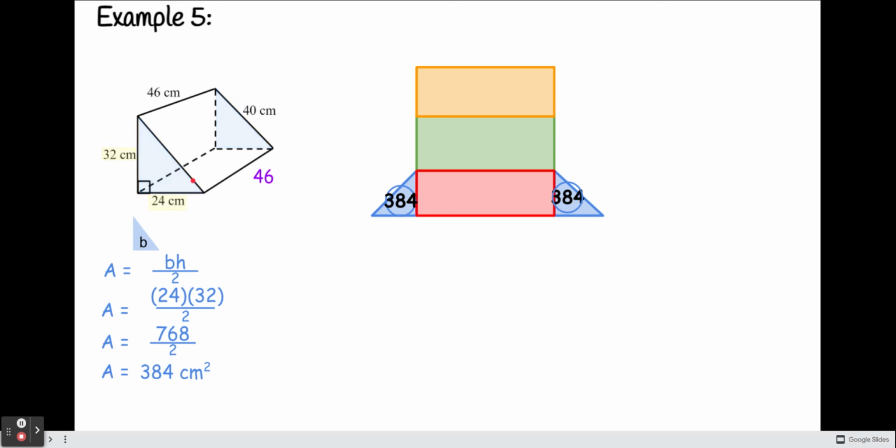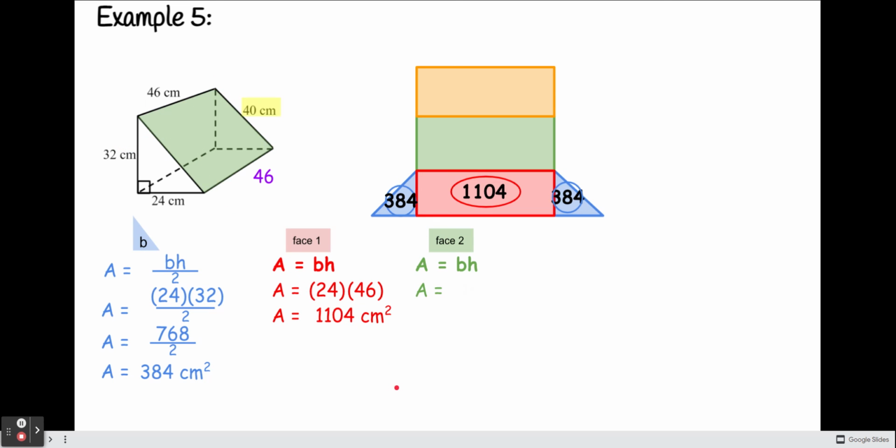Let's take a look at one of our sides, this side right here. So face 1. Looks like the base is 24, the height is 46. So we multiply those two, and we should get 1,104. Let's look at this base right here. It looks like our base is, let's see the other side. Oh, it's 40, and our height is 46. So 40 times 46 gets us 1,840.